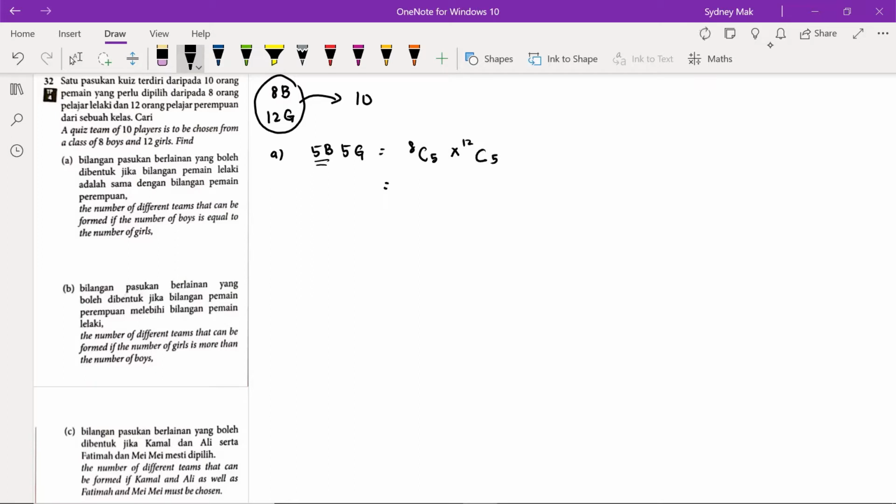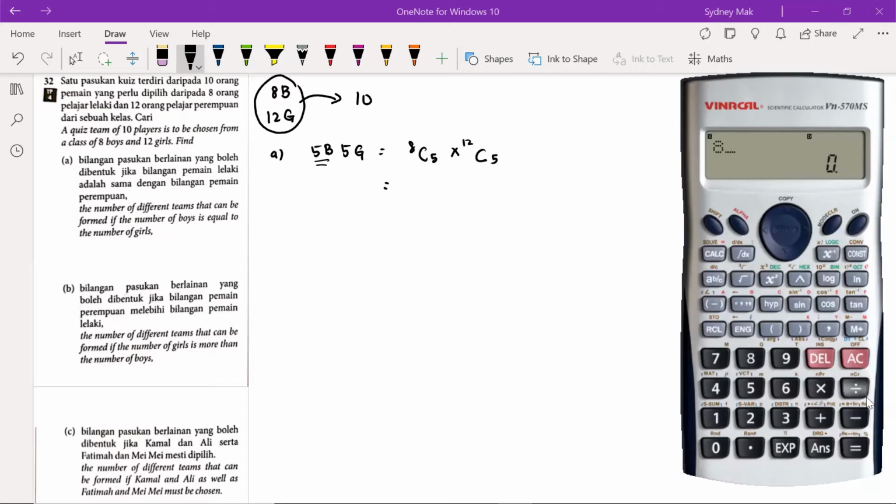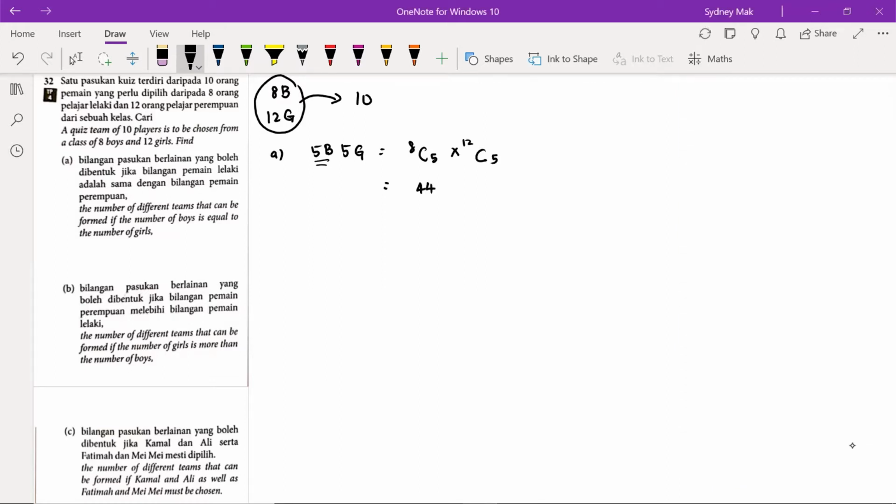So let's key into the calculator. Let's key in 8 choose 5, followed by 12 choose 5. So 44,352 ways, 44,352 different teams that can be formed.